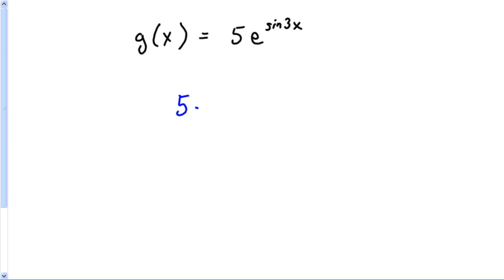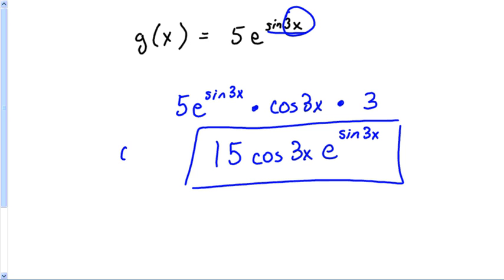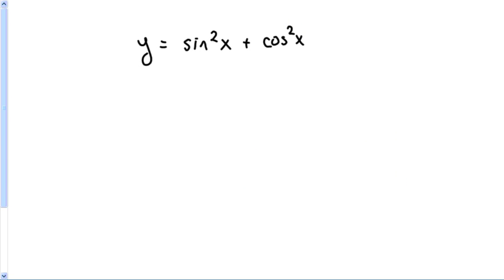Next one, the derivative would be 5e to the sine 3x times the derivative of sine 3x, which would be cosine 3x, times the derivative of 3x, which would just be 3. So the answer ends up 15 cosine 3x e to the sine 3x. There, that would be my first derivative of that one. All right. So, bam, this is not bad at all. I'm totally loving this, is what you're saying right now.